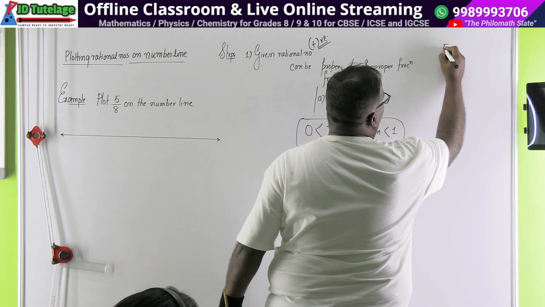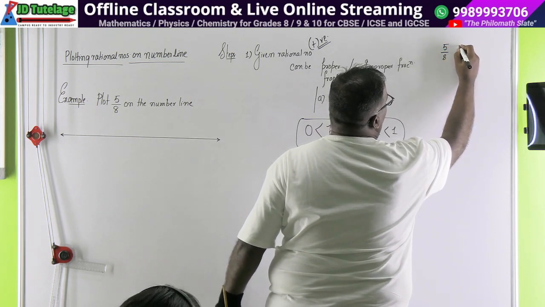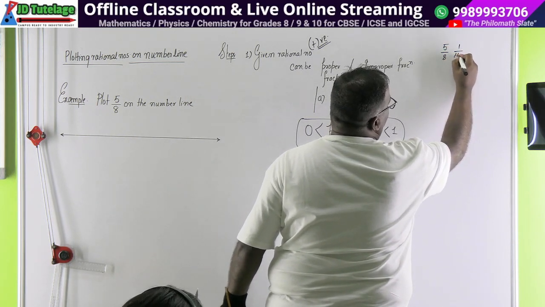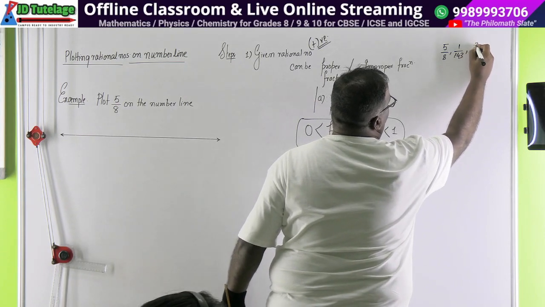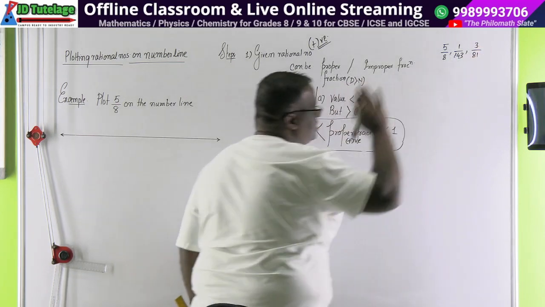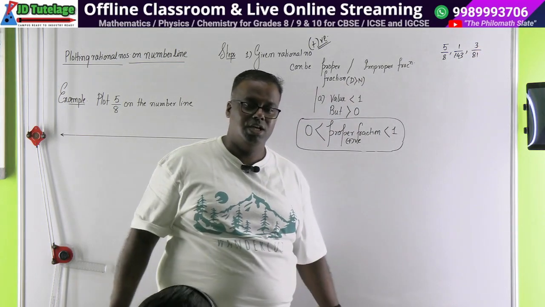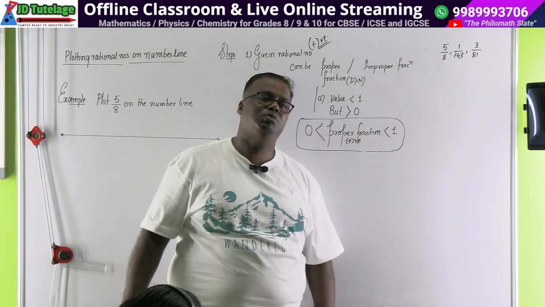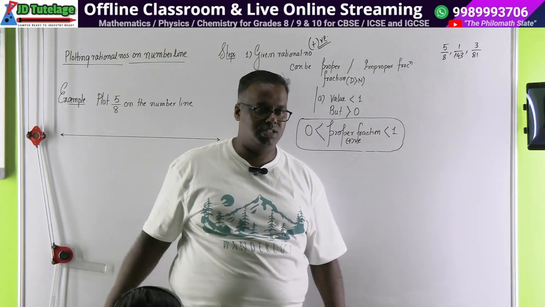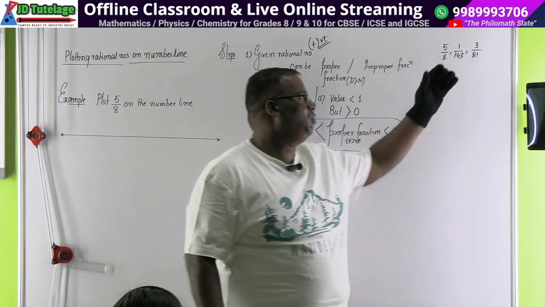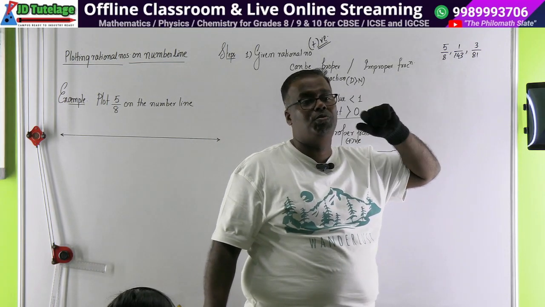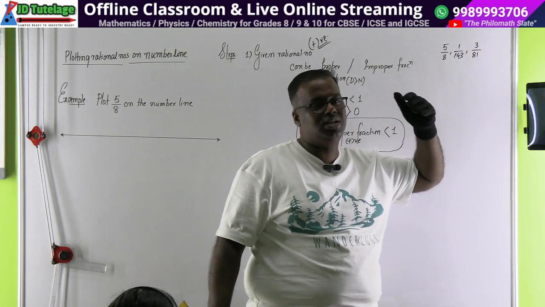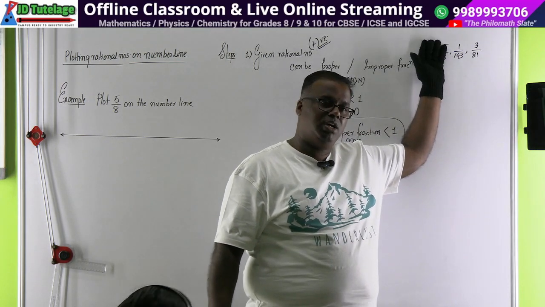See, whether I tell you plot 5 by 8, plot 1 by 143 or plot 3 by 81, are these numbers all proper fractions? Yes, all these numbers will be lying between 0 and 1. No questions asked. But they will not give you to plot a number which becomes difficult to plot because of drawing purpose. They'll give you an easier number to plot. Shall we now check how to plot a number?